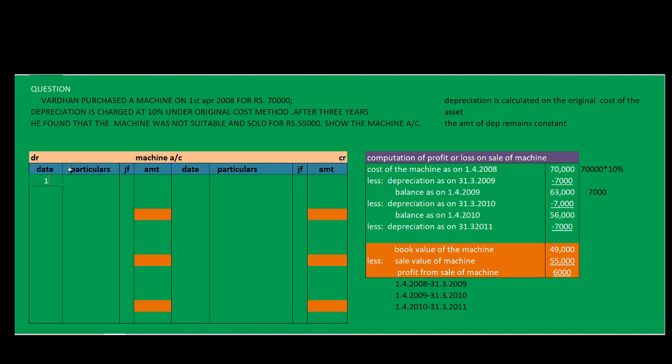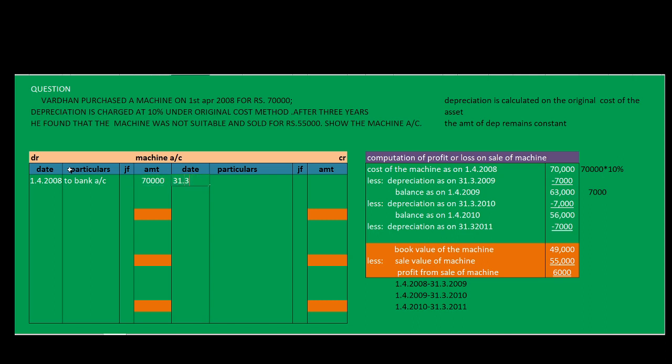First of all, on 1/4/2008 we have purchased the machine. So whenever you purchase a machine, we will record it as to bank account. So the cost of the asset is 70,000.